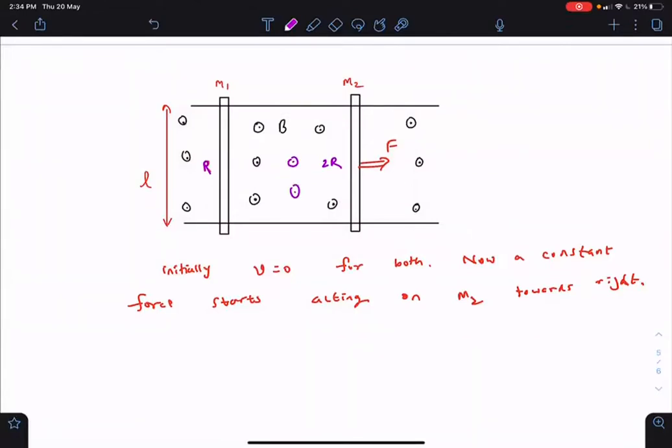Okay, so what is happening finally? Ultimately, after a long time, what will happen? Sir, I don't think a steady state will be reached here. So what kind of thing will be reached? That's what I'm asking. What is going to happen ultimately?